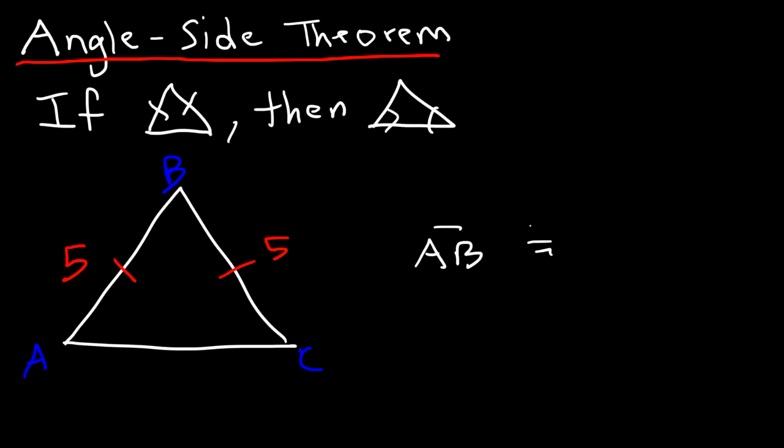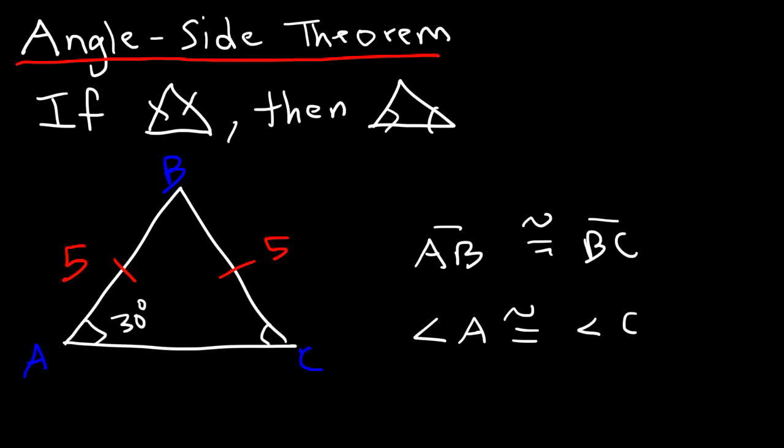So if AB is congruent to BC, then we could say that the angles opposite to those sides, so angle A is opposite to side BC, and angle C is opposite to side AB. So those two angles will be congruent. So angle A is congruent to angle C. So if angle A is 30, then angle C has the same measure. It's 30 as well. And so that's the angle side theorem.